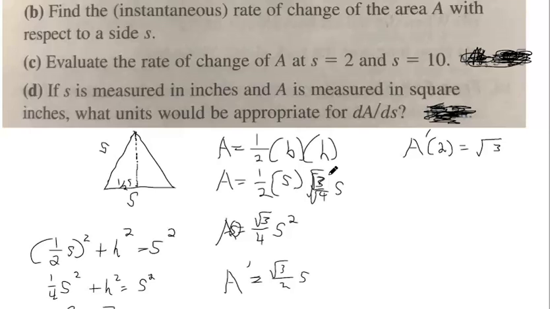And then part D, if S is measured in inches and A is measured in square inches, what are the units? Remember, this is shorthand notation for the derivative of the area with respect to the side length. So the units of area, it's two-dimensional, that's inches squared. And the units of your side length is inches. So those are the units of the derivative.